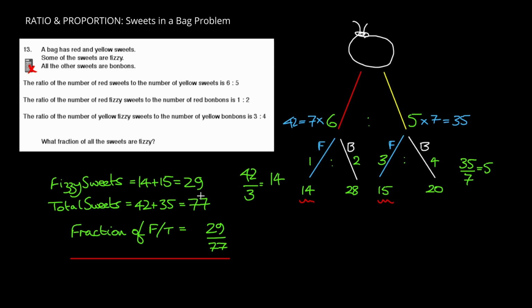But remember, 77 doesn't necessarily mean that that's the total number of sweets in the bag. There could be double that. We don't know. We're not told the number of sweets in the bag. We're just given ratios. But 77 is the lowest number of sweets in the bag that will allow us to divide those sweets such that we're not going to have to subdivide the sweet to get the right ratios in each of the compartments, if you see what I mean.